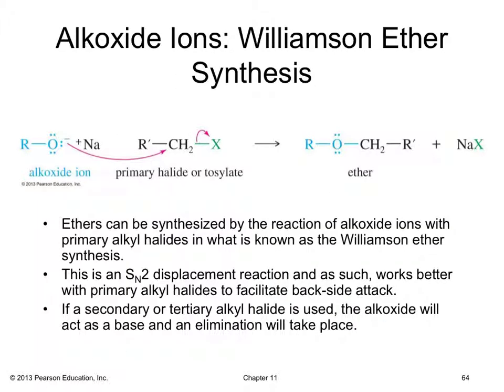And another way you can generate ethers is through Williamson ether synthesis, using an alkoxide now instead of an alcohol. So here you have an alkoxide. So your nucleophile reacts SN2, kicks off either a halide or tosylate, and then you generate your ethers. The important thing is that this is an SN2 displacement reaction. Therefore, it works best with primary halides. If secondary or tertiary halides are used, the alkoxide will act as a base, and then you'll have elimination.